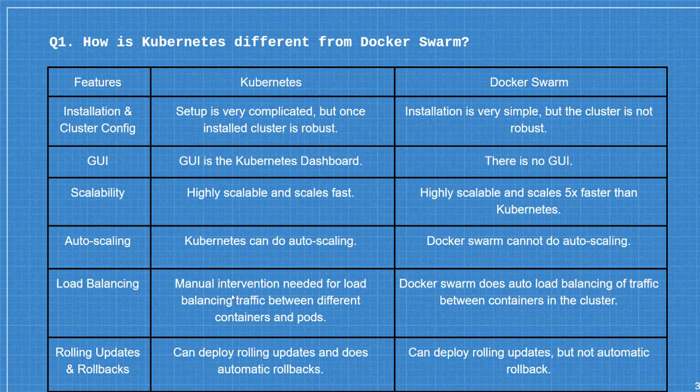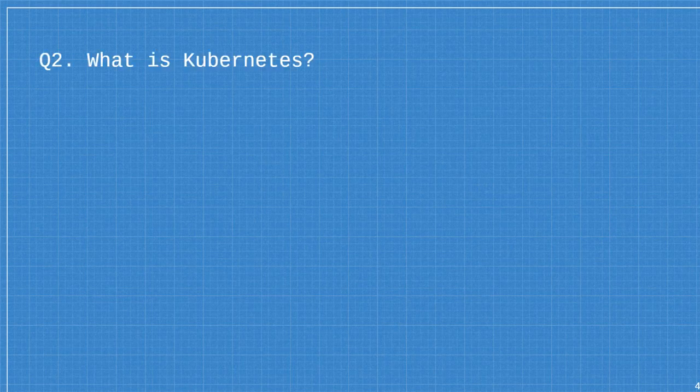Load balancing is also part of it, and rolling updates and rollback. We can deploy rolling updates and do automatic rollback in Kubernetes, but with Docker Swarm we can deploy rolling updates, but automatic rollback is not available. Okay, I think we have many points and a sense of clarity in our mind regarding Docker Swarm and Kubernetes. So we now move to our next question.